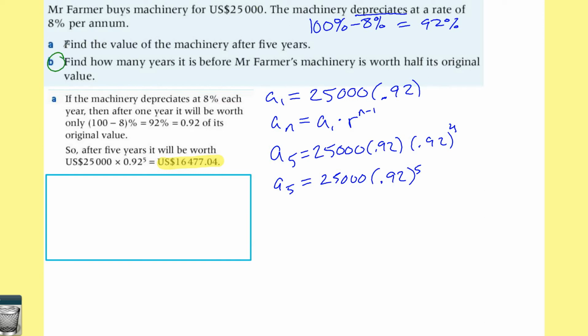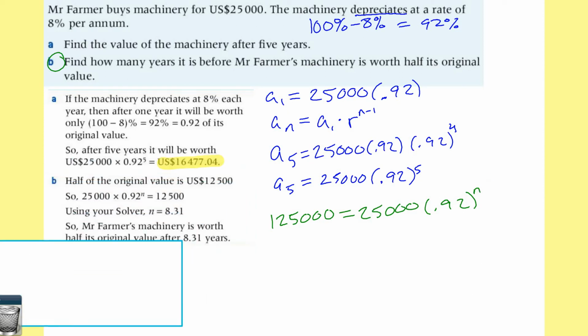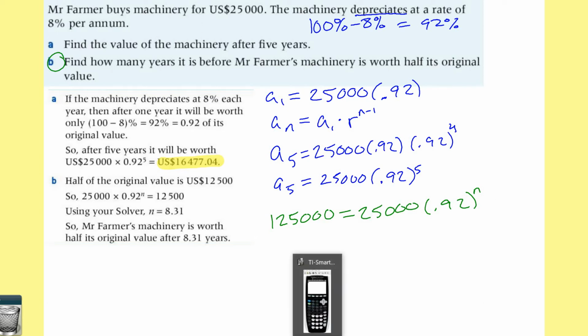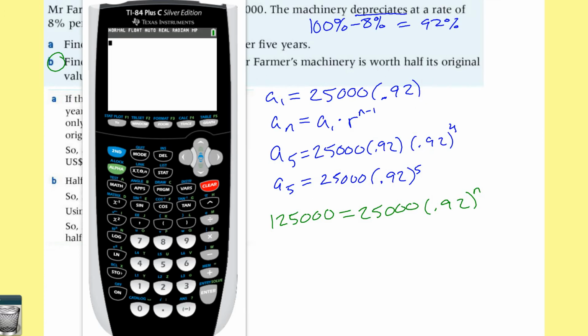Let me change my color. So we want it to equal 12,500. So we know the nth term must equal that. Well, the first term is this. So we can use our solver to get this. Okay, in the next lesson I'll show you how to do it with logs, but let me show you with the calculator. Okay, so let me show you where the equation solver is.